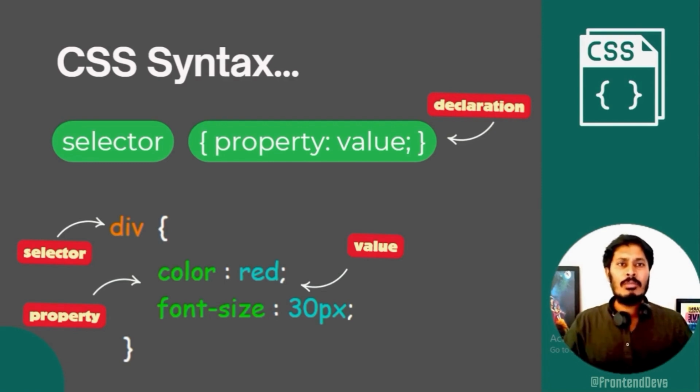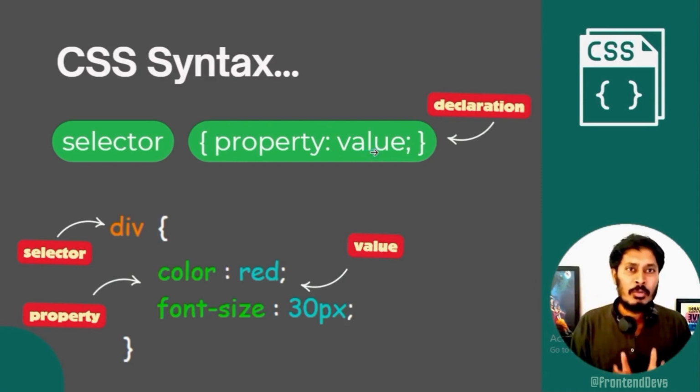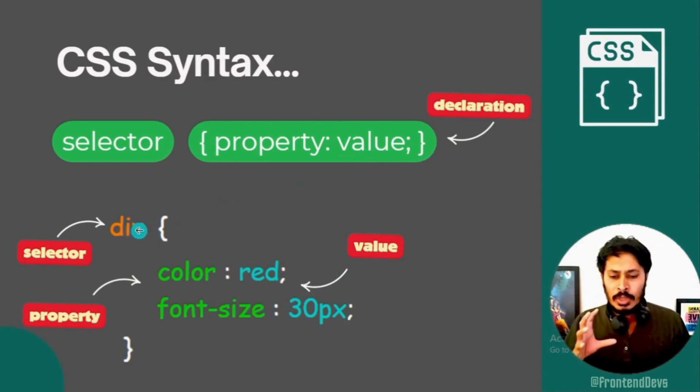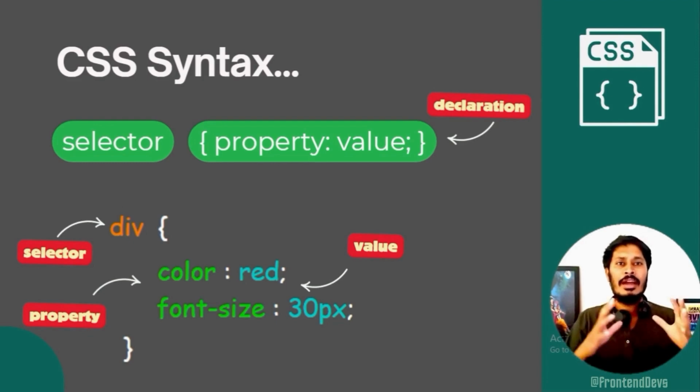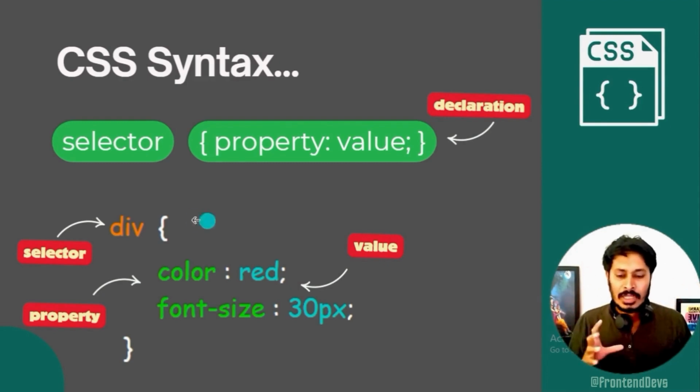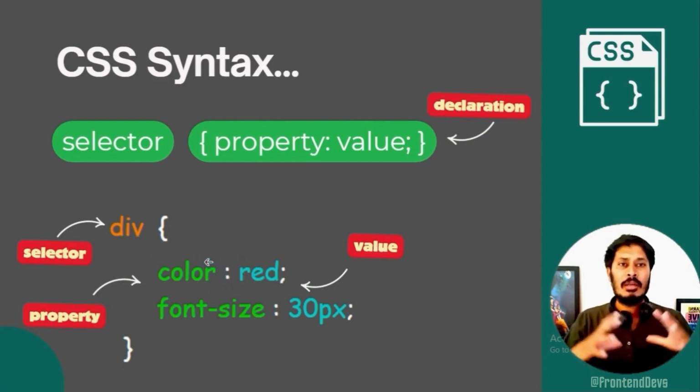We don't need to remember all the properties. As we go through this video or as you practice, you will easily be able to recall or understand those properties. And for each property, we can have different values. Just to understand, we are taking one selector here, that is div. As we discussed in our HTML course, the div is a block element and it is a non-semantic element, and it is used to group multiple elements together. Here we have a div as a selector. Then we have opening and closing curly brackets, and inside that we have multiple declarations.